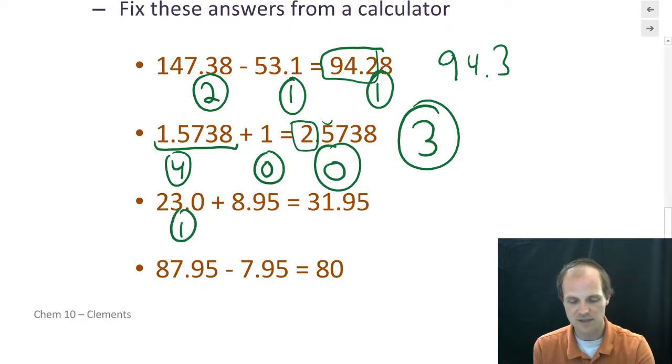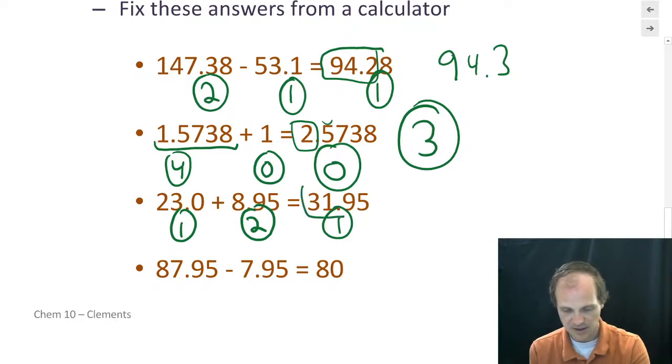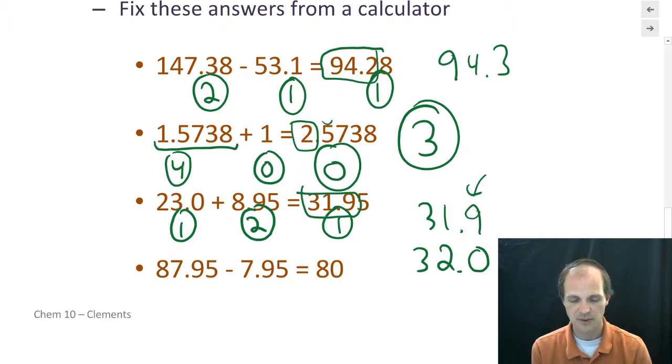Here we've got 1 digit after the decimal. Here we've got 2 digits after the decimal. And so, oops, sorry, that was my next problem. But here, we only get 1 digit after the decimal. So we're going to keep that. 31.9, if we round that up, we round this guy to 0, to 10, but then we have to carry that over there and we get 32.0.